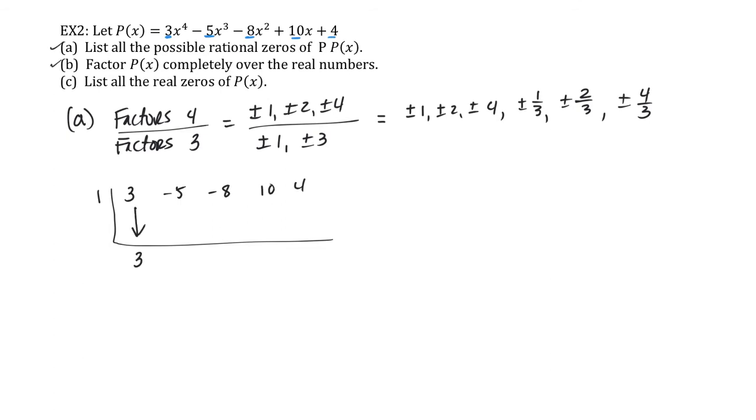Bring down my 3. Then I multiply, so I get 3, and then I add. I multiply 1 times -2, and then I add -8 plus -2. Multiply and add. Multiply and add. So this is not a 0. That's okay. There are many, many more to choose from. I could do -1, but I'm just going to try maybe 2.